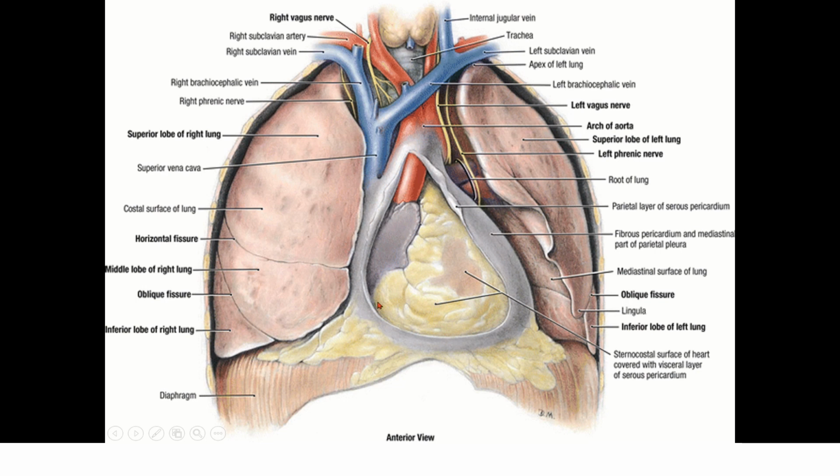You can see it has the pericardium with the heart, great vessels. You can also see the trachea, the branches of the arch of aorta, the brachiocephalic veins joining to form the superior vena cava, and the vagus and phrenic nerves. So many important structures lie in the mediastinum.